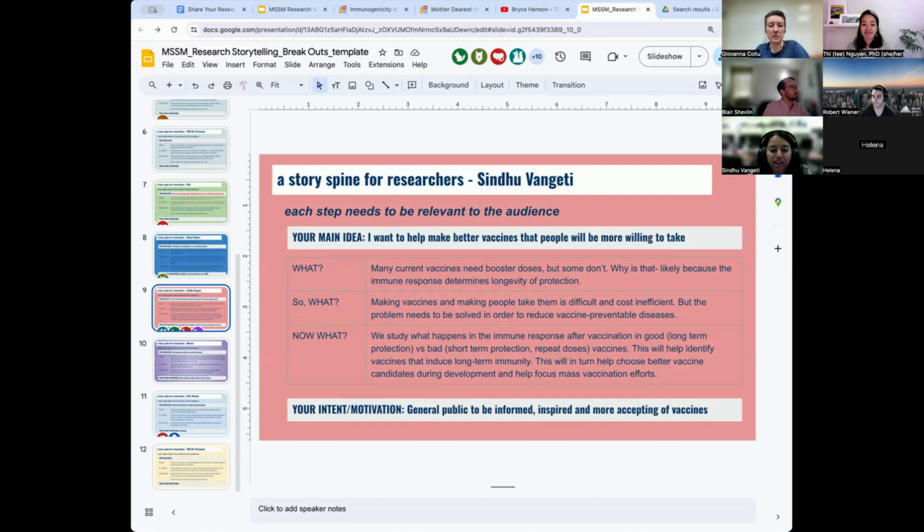So how do we do that? My lab studies what happens with your immune response immediately after vaccination. The way we are studying this is by comparing really good versus really bad vaccines for the same disease. This will help us identify what happens in the immune response following a good vaccine that gives you long-term protection, and what happens in bad vaccines that you really don't want in a vaccine. In the future this will help us choose better vaccine candidates early during development, and it will also help focus mass vaccination efforts. Okay.